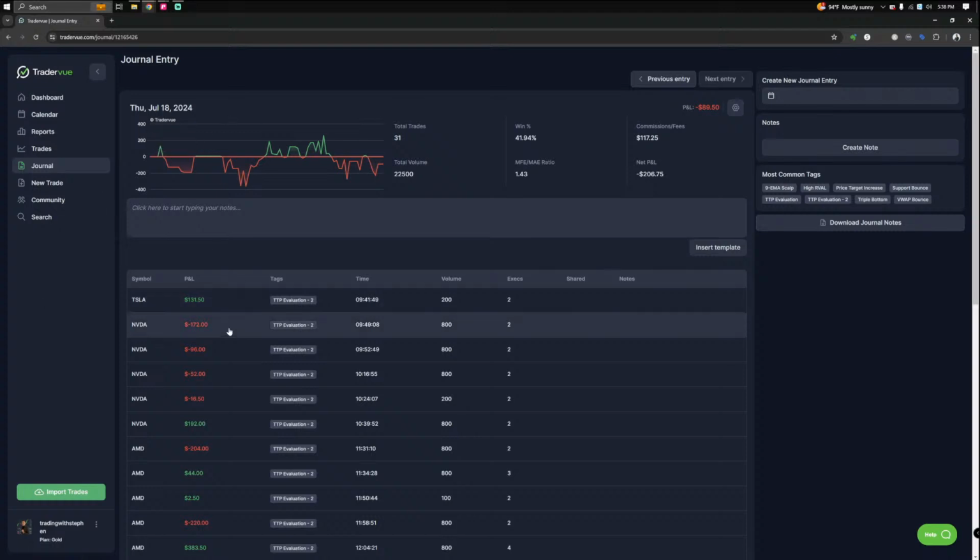And then on Nvidia, I lost like 4 times right there. That brought me down to almost down $200. Then I had a good Nvidia trade, and that brought me right back up. I think this was a 1R trade. Nothing fantastic, but this Nvidia trade was a 1R trade that got me back up to break even for the day.